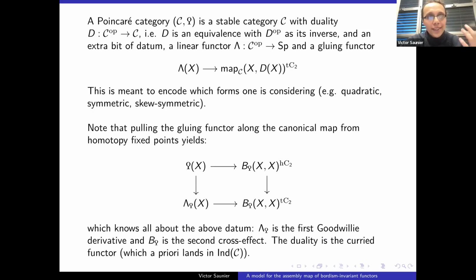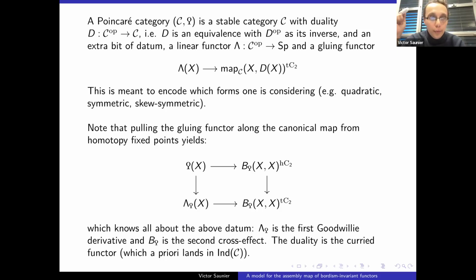And so I denoted C copper, and the reason is that the copper essentially is this pullback, right? If I give you this kind of data, you can pull along the map from homotopy fixed points to Tate, and this gives you a new functor, which I call copper, and it contains already all of the datum, right? If you want to recover lambda, you can just take what is called the first Goodwillie derivative. Universally enforce your functor to be an exact functor.